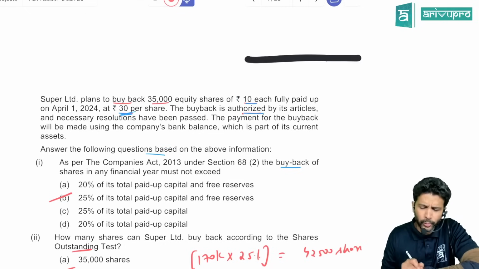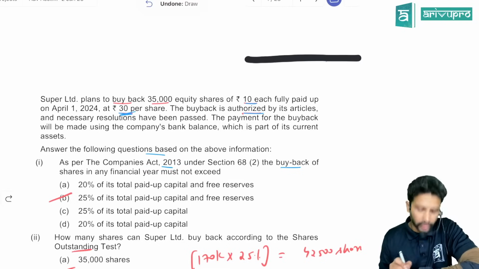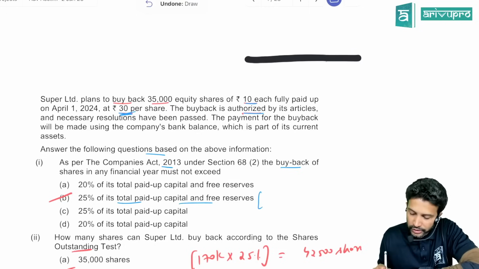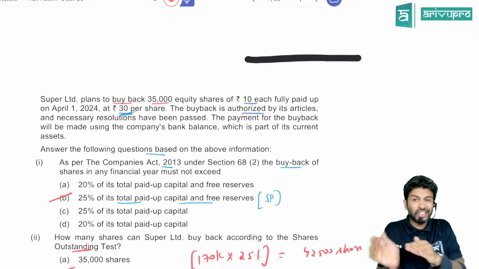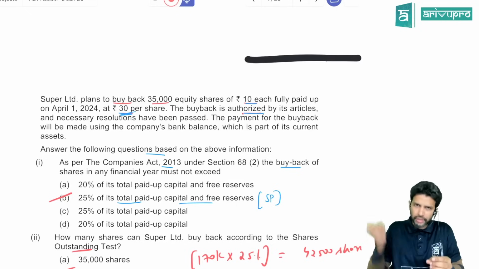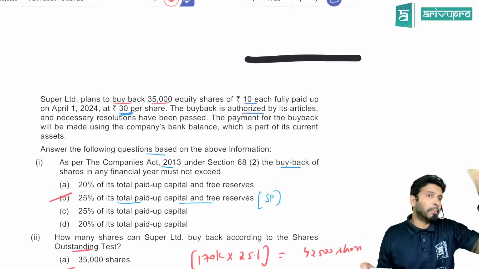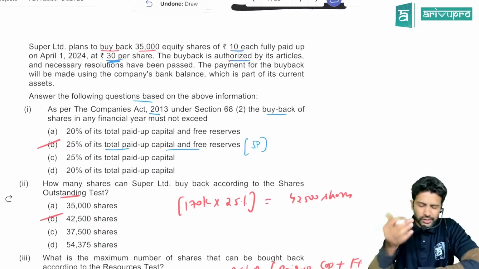Okay, answer the following question. As per Companies Act 2013, the buyback in any financial year must not exceed what? 25% of paid up capital and free reserve. Free reserve for this purpose also includes what, sir? Securities premium. We have discussed this in class. Though securities premium is not a free reserve, for the application of buyback provisions, even securities premium is also considered. Correct? So this is the right option. B for Bengaluru. That's a theory question.